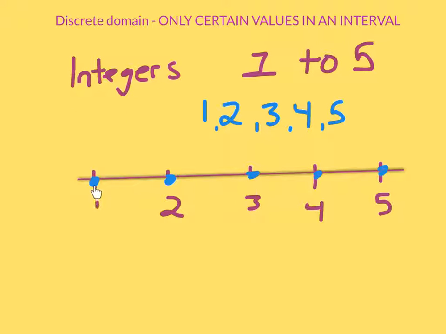The integers, only 1 is included. Then you skip all of the numbers in between and you get to 2. You include 2 and then you skip all the numbers between 2 and 3 and you include 3. When this happens, you call this a discrete domain.